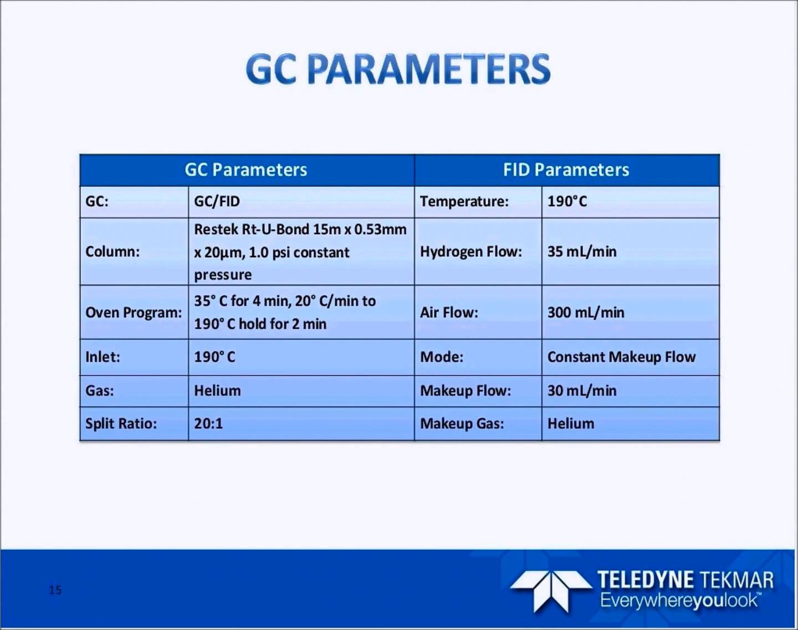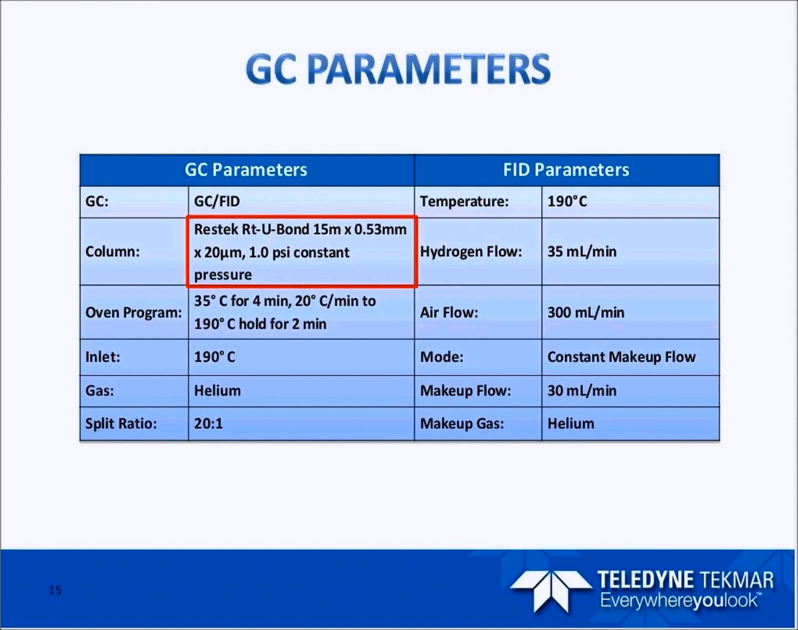Here's our sort of generic GC parameters, if you will. A lot of these are dependent on the column, really. As you see here, we're using a U-bond column, a 15 meter. There's a lot of different things that'll do this light gas separation. We've had recommendations for a couple different kinds. As long as you can separate out specifically the ethane and ethene, which seem to be the troublesome coeluters, if you're looking at those two compounds, the column shouldn't really make a whole lot of difference, to be honest. It's just whatever you can do the separation on.